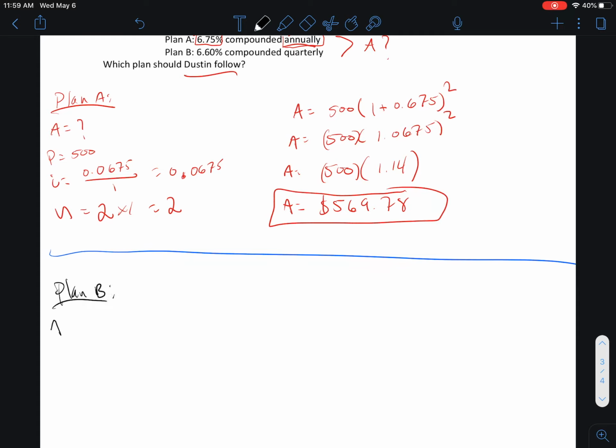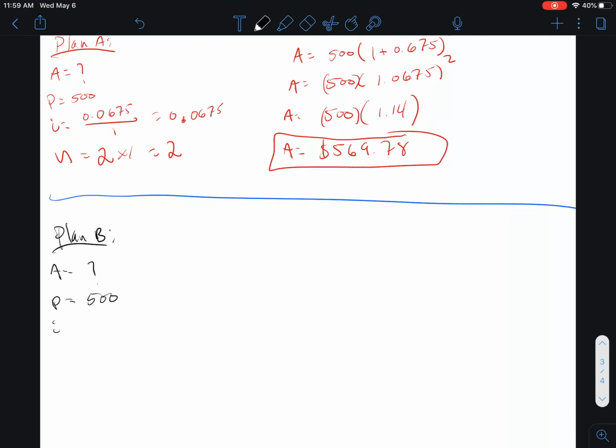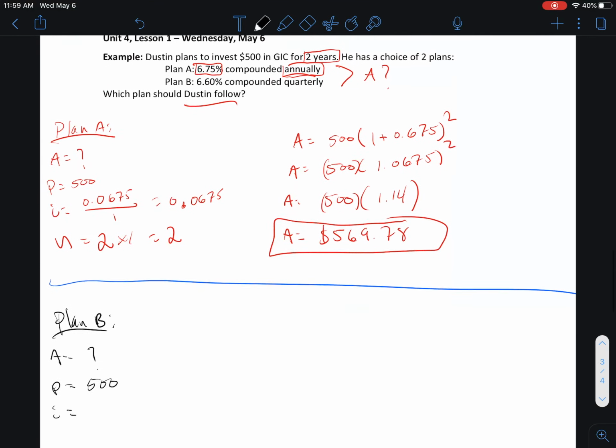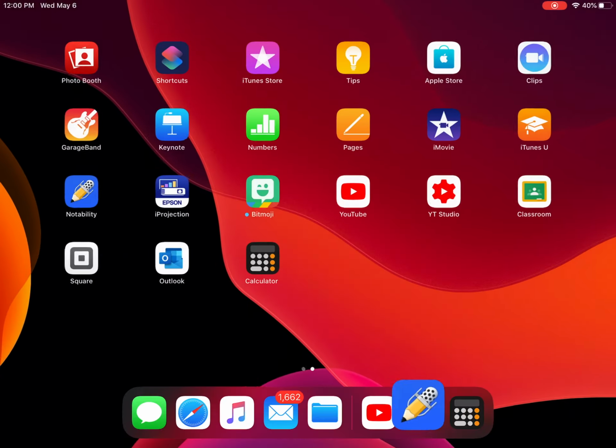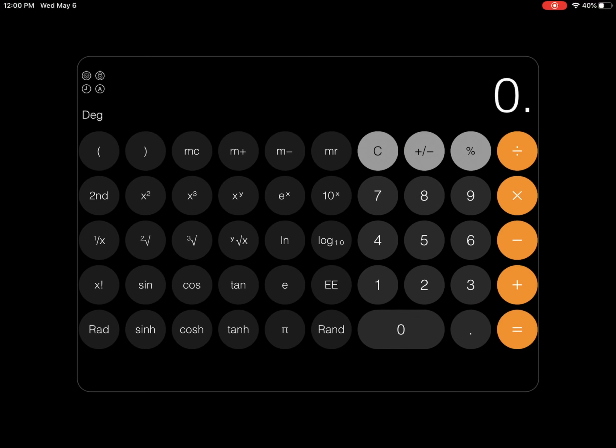Okay, so let's do plan B, and we'll do plan B in black. For this plan, A is going to equal, again, I don't know. The P value is still going to be 500, okay? But this time the interest rate is a little bit more interesting than the last one. The interest rate is 0.0660. Now, it gets compounded quarterly this time, which means it's happening 4 times in 1 year. Divided by 4. Okay, so we can go to our calculator.